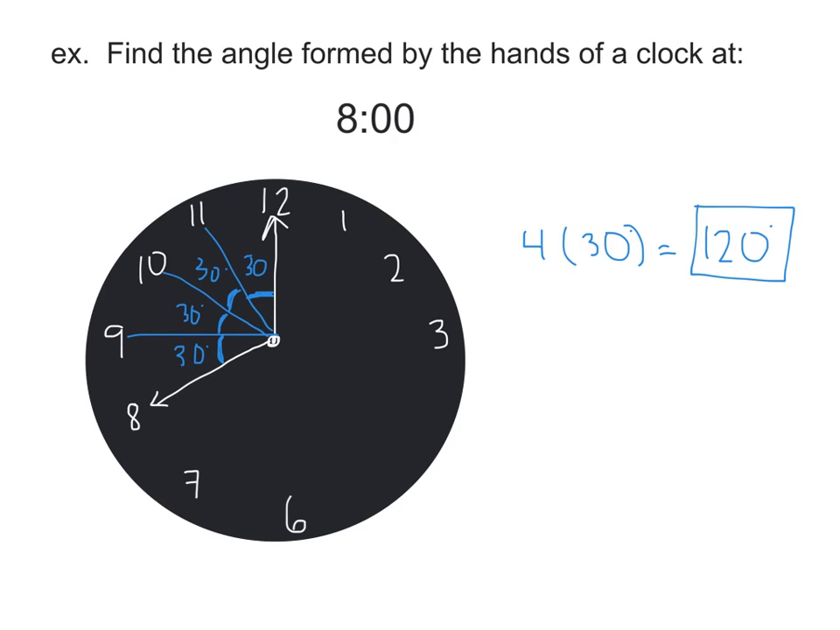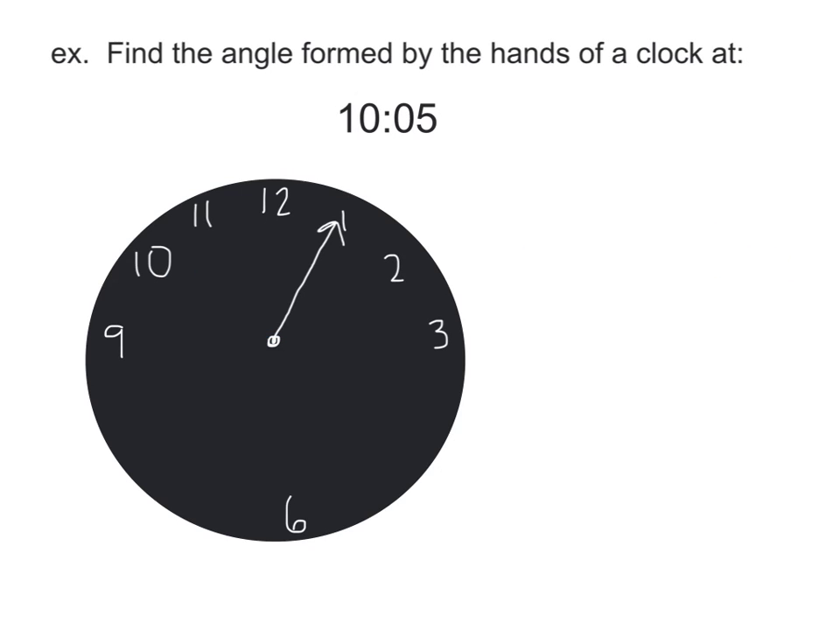So splitting this into my 30-degree sections from 8 to 9, 9 to 10, 10 to 11, and 11 to 12, I see that I have 4 30-degree sections for a final answer of 120 degrees. So now we need to really get into the harder problems. What happens if it's not a nice, pretty 10 o'clock, 11 o'clock, 12 o'clock? What if it's not on the hour? Okay, in this example, I'm saying let's look at 10:05.